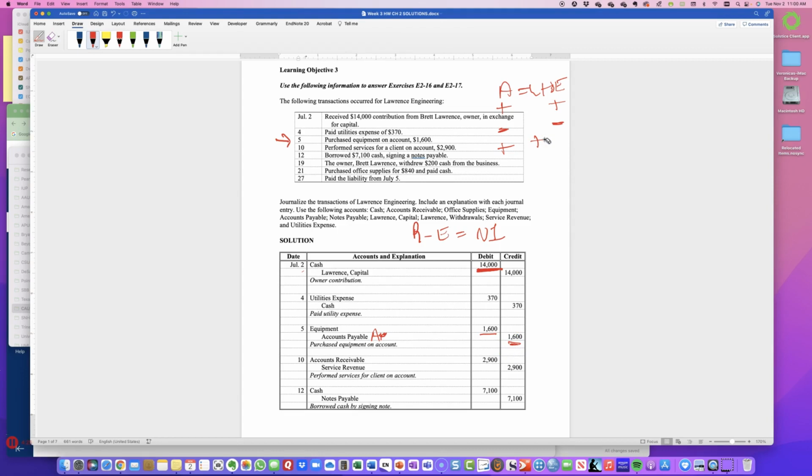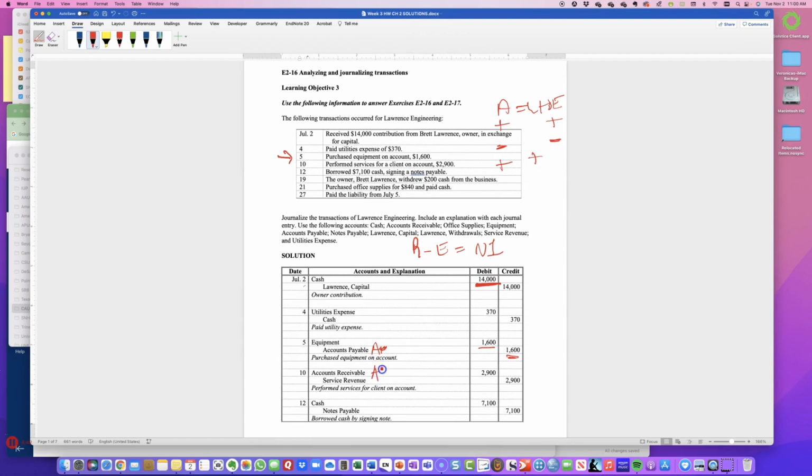Now we move on to the 10th, where we performed services for a client on account for $2,900. Since we performed the services, but they didn't pay us in cash, we're going to debit accounts receivable, AR, for $2,900. That's an asset, and that's going to go up. Then we have service revenue, our revenue that's going up, which is also going to increase our owner's equity. So we are debiting accounts receivable for $2,900 and crediting services revenue for $2,900.